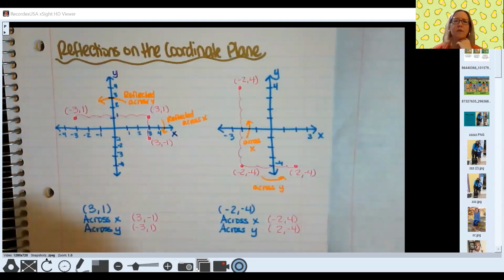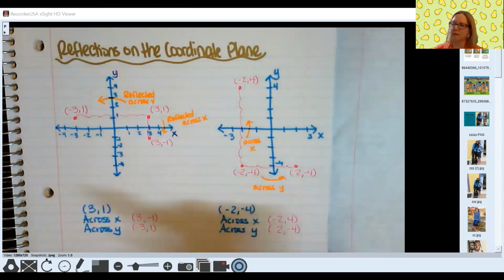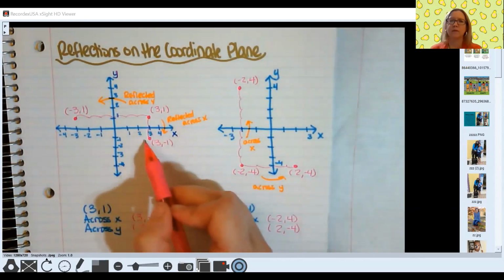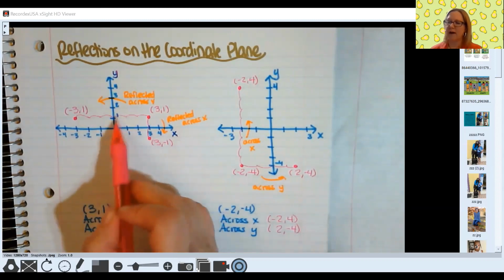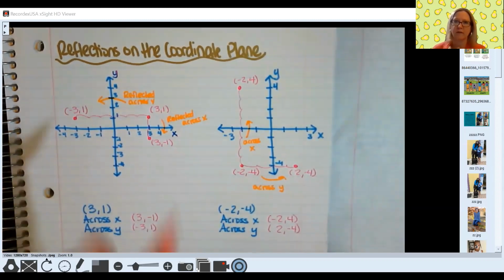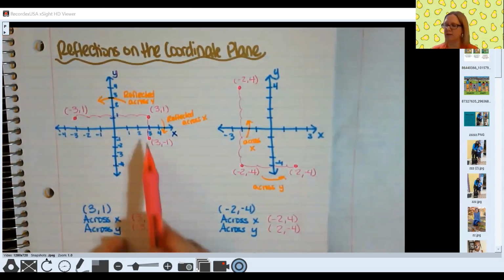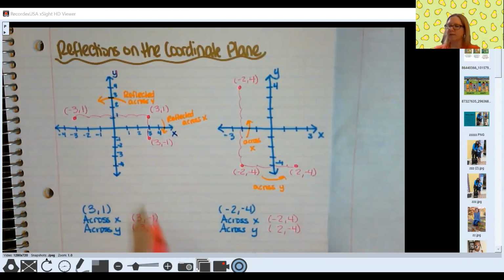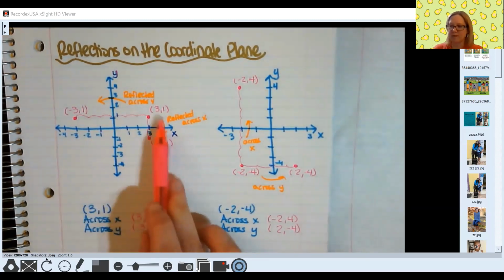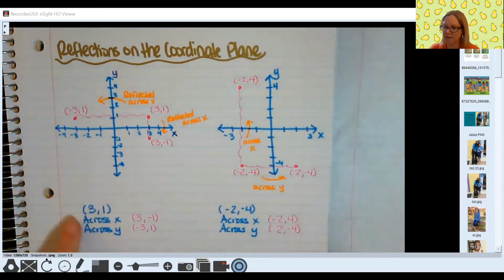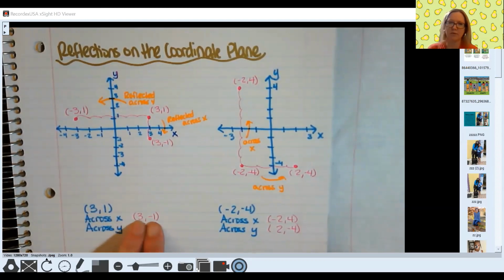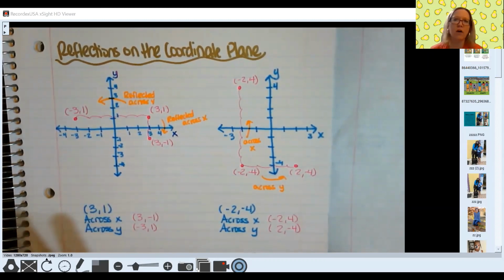You may have also noticed a pattern with the numbers when we reflected those. As I said, one way to do this is to use the coordinate plane and count how many spaces you would need to reflect across the x or across the y. Another way you could do it is to use the coordinates, because there are patterns there. In our first example, we started with (3, 1). When we reflected across x, notice we got (3, -1). When we reflected across y, we got (-3, 1). So the absolute values are all the same: 3, 1, 3, 1, 3, 1.